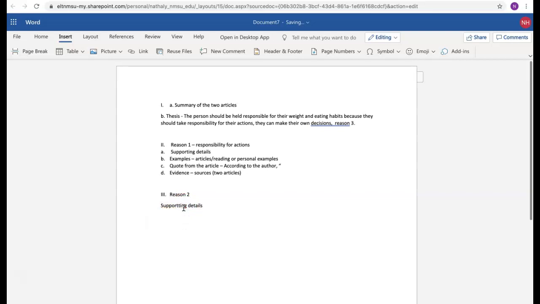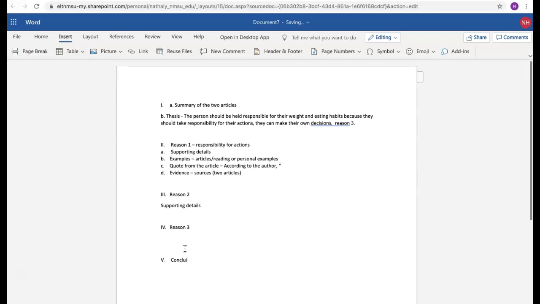And after we have finished that paragraph, we move on to reason 3. And the same thing happens. We support that reason. And then after that, we have the last paragraph, which is our conclusion.